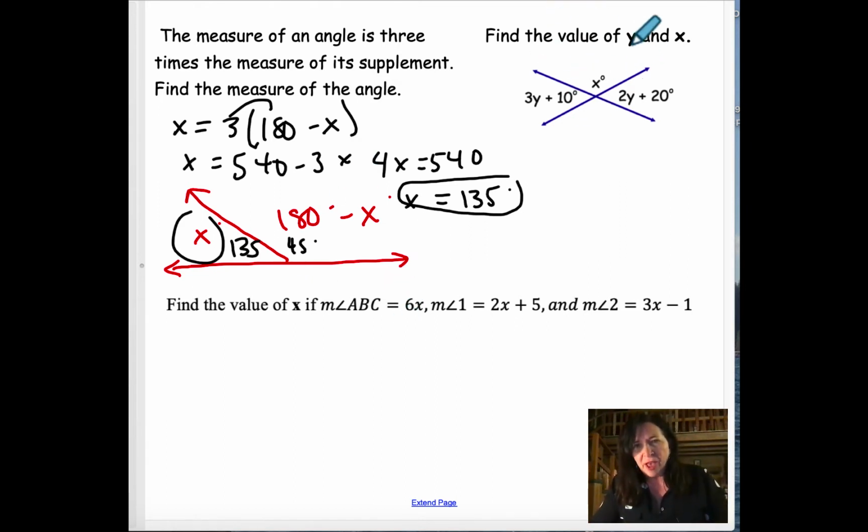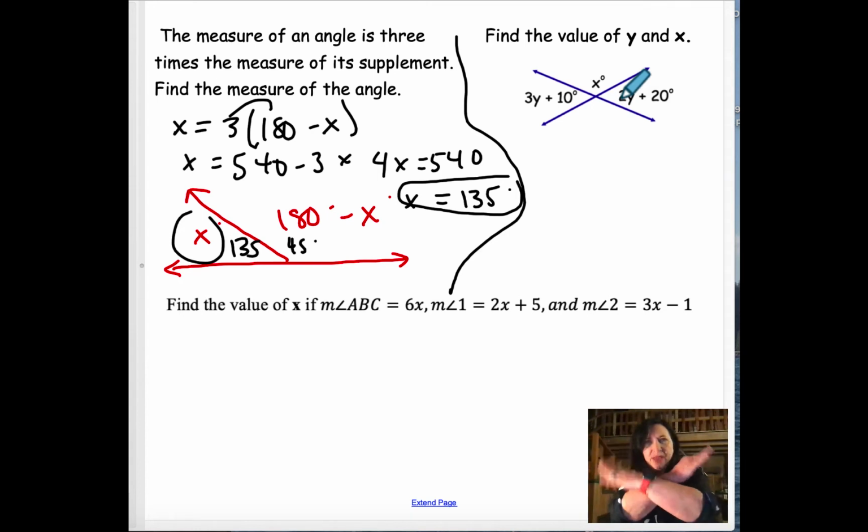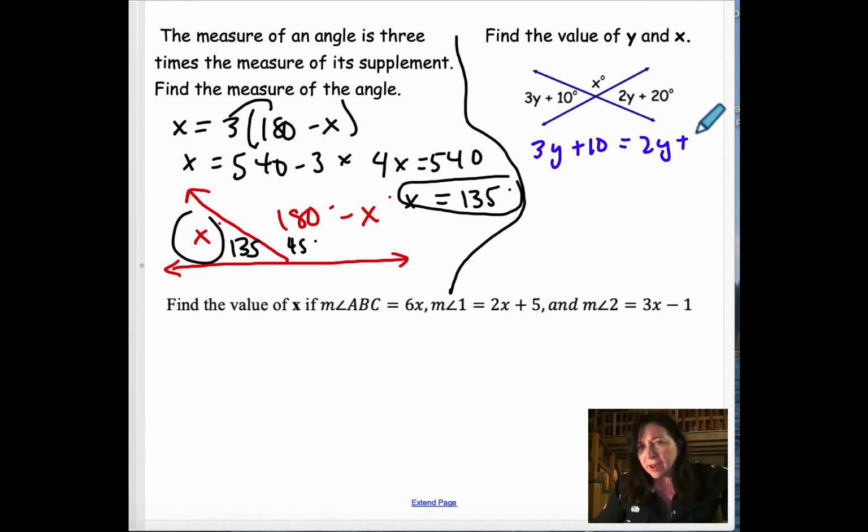All right, for the next problem, remember vertical angles. We know that vertical angles, those bow tie angles that make the X, are equal. So 3y plus 10 equals 2y plus 20. We're going to subtract 2y from both sides. I get y. Then I subtract 10 from both sides, and I get y is equal to 10.